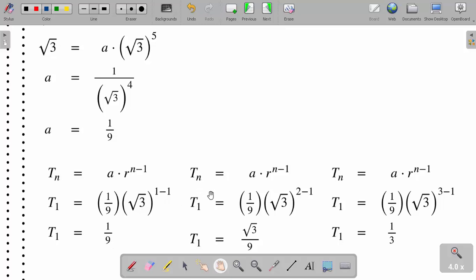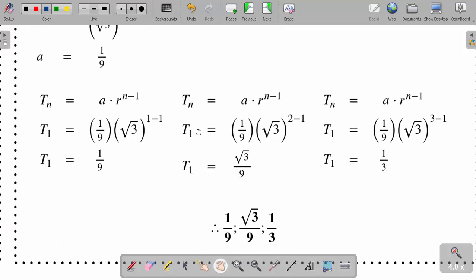What about to get our t2? To get our t2, I'm going to put 2 here. I beg your pardon, guys, this was for t2. So to get our t2, I'm going to put 2 here now. What is 2 minus 1? It's going to be 1. That means 1 over 9 times root 3, which is root 3 over 9. That's our t2, our second term.